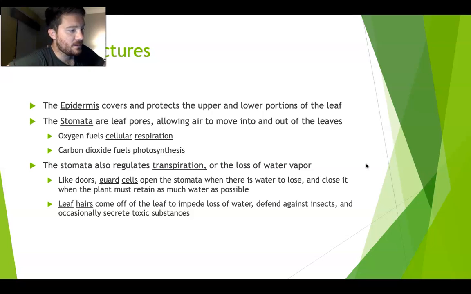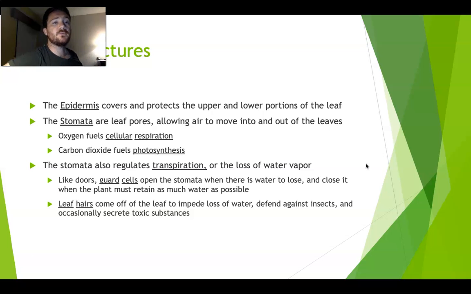You have the epidermis. The epidermis covers and protects the upper and lower portions of the leaf, and we'll see that on a diagram in a minute. There are little spaces on the lower epidermis called the stomata. The stomata are leaf pores, allowing air to move in and out of the leaves.